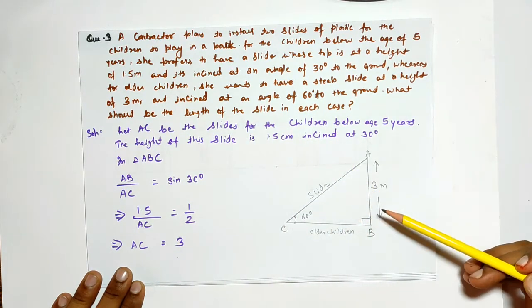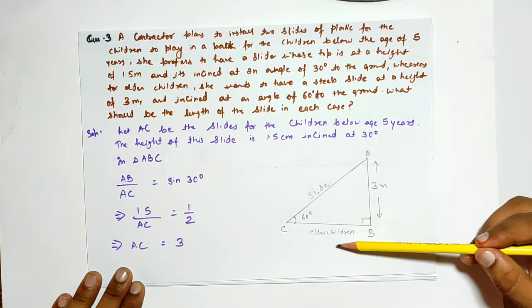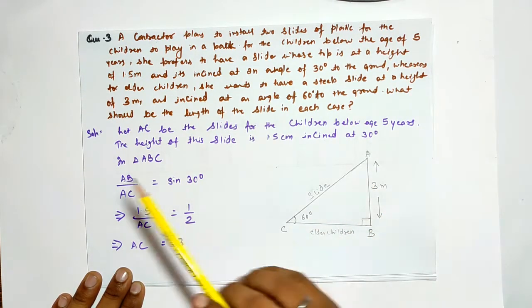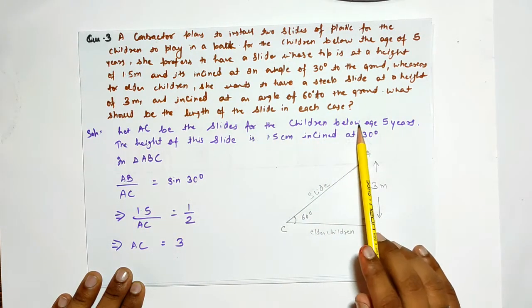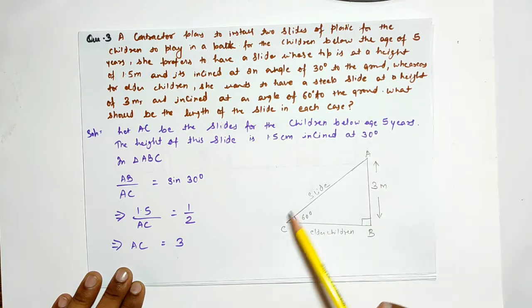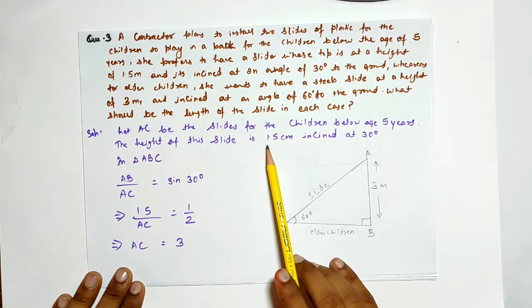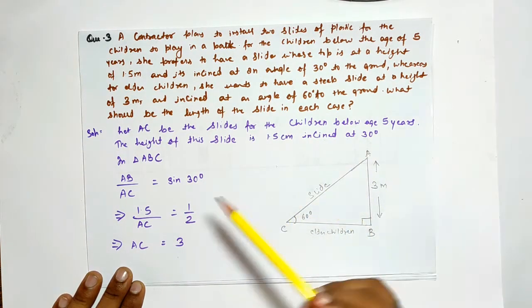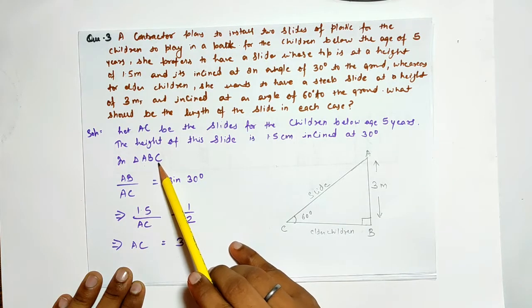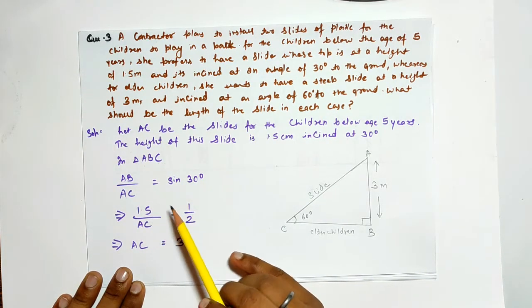So here is the diagram. AB is 3 meter, this is the slide, and this is for elder children. Let AC be the slide for children below age 5 year. AC will be the slide for children below 5 years. Let height of the slide is 1.5 meter, inclined at 30 degree. In triangle ABC, AB upon AC is equals to sin 30 degree.